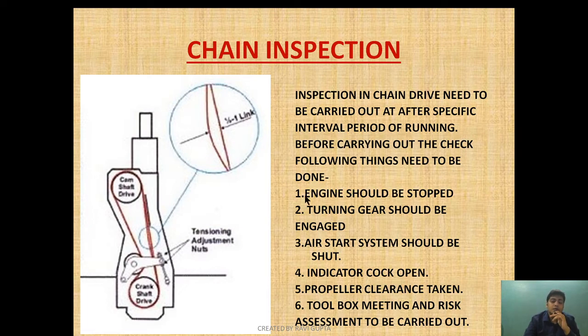First, the engine should be stopped, turning gear should be engaged, air start system should be shut, and indicator cock should be open as we are going to rotate the engine to inspect the chain. Propeller clearance is to be taken as we are going to rotate, so that the propeller is clear. A toolbox meeting should be held so that we can make everyone aware of what we are going to do and the tasks can be carried out in a brief amount of time with much efficiency. And we must carry out the RA, meaning the risk assessment involved.